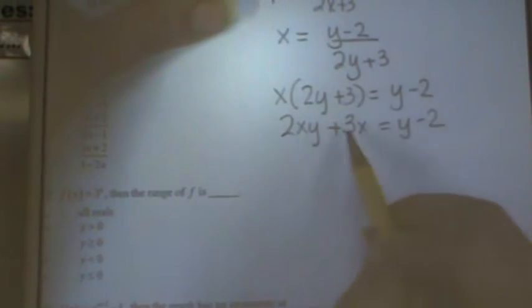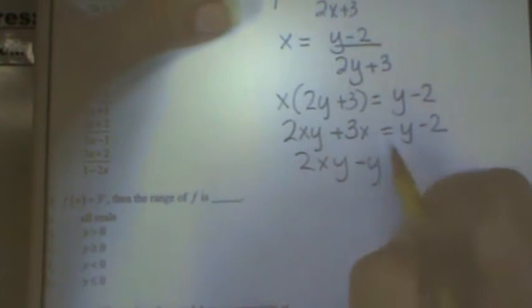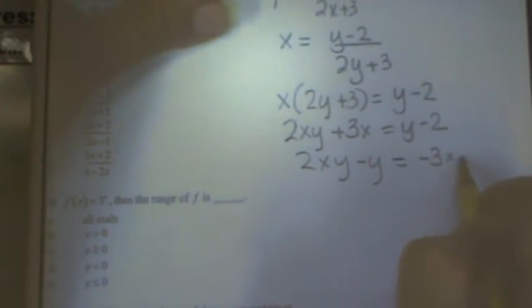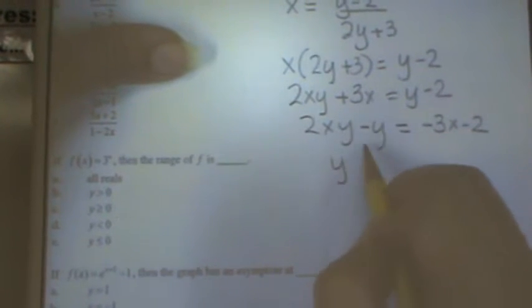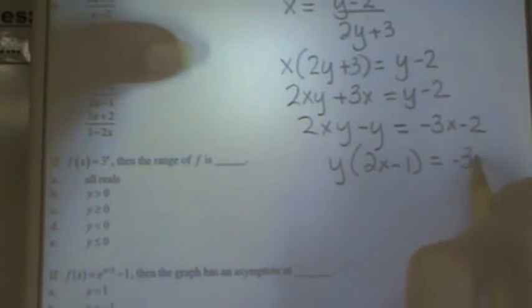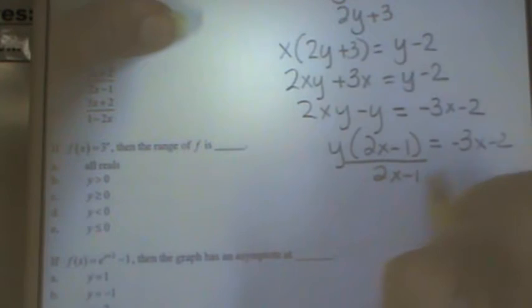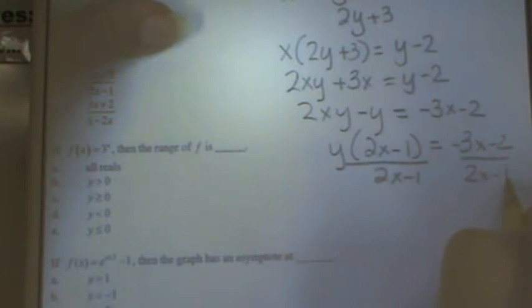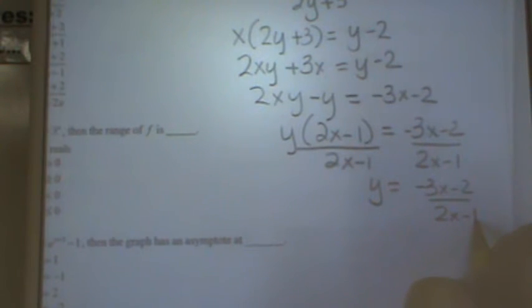I'm going to bring y over here. 2xy minus y is equal to negative 3x minus 2. I'm going to factor out a y, and I'm left with 2x minus 1. And I'm going to divide by 2x minus 1. So y would be negative 3x minus 2 over 2x minus 1.